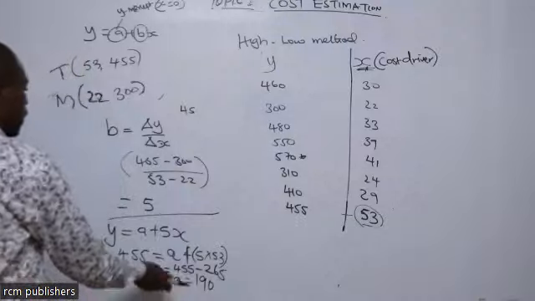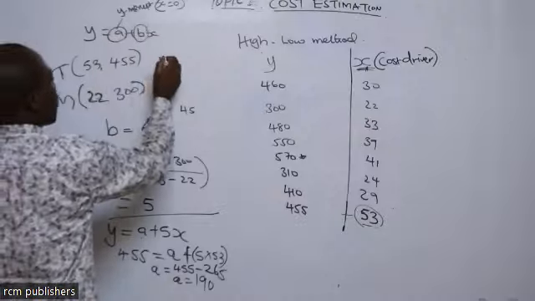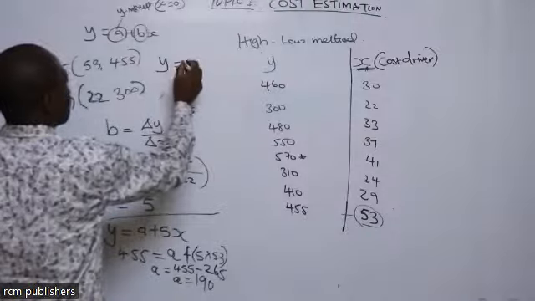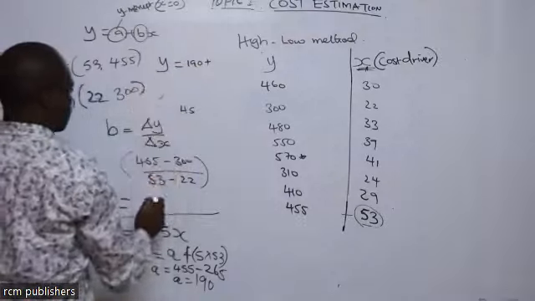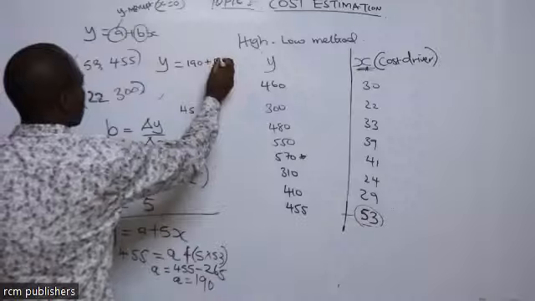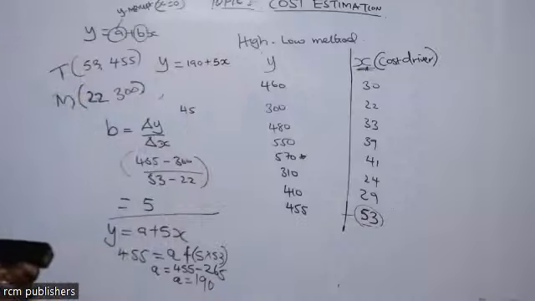So once we have A and B, that is the only thing we were lacking in this function. So our Y is equal to A, which is 190, plus BX. B is 5, X. That is what we were required to calculate.